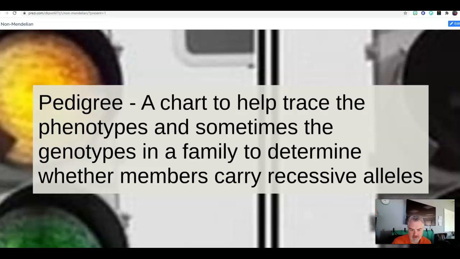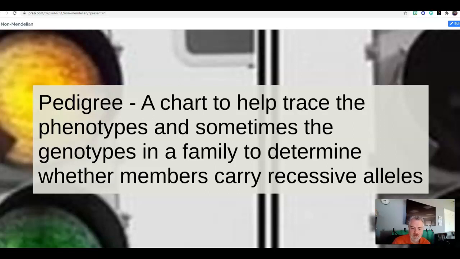Just want to make a quick video this morning over what we're going to be covering the next couple days. We're going to be talking about pedigrees. So pedigrees are a chart, like it says here, a chart to help trace the phenotypes, and sometimes we look at the genotypes in a family to determine whether members carry recessive alleles, or to trace a certain, maybe a disorder or a certain characteristic or a certain trait through the family, and we'll use this pedigree chart to do that.